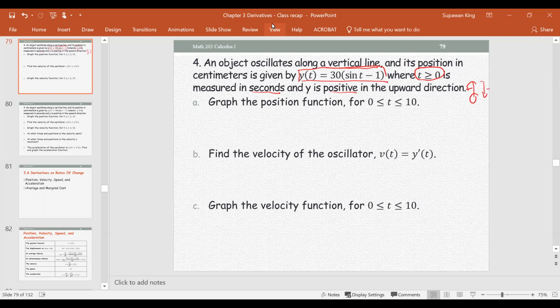Part A, graph the position function y of t equals 30 times sine of t minus 1, where t is between 0 and 10. It might be more convenient to do it with a graphing calculator. If you have to do it by hand, think about y equals 30 times sine of t minus 1, and if you expand it, multiplying 30 to the terms, you get y equals 30 sine t minus 30.